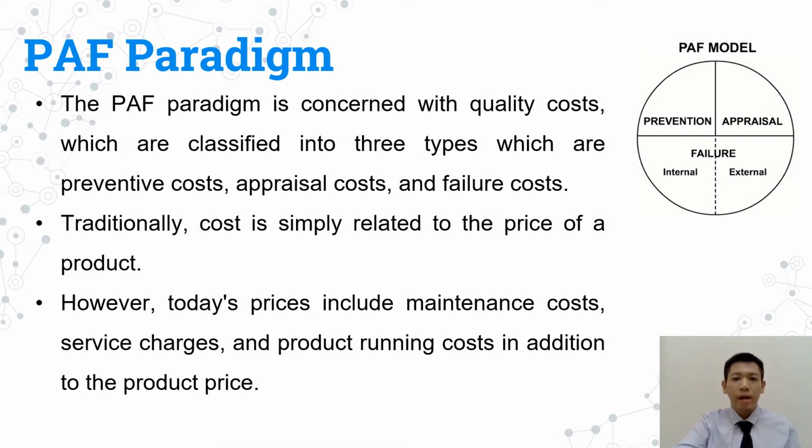The PAF paradigm is connected with quality costs, which are classified into three types, which are prevention costs, appraisal costs, and failure costs. Cost is one strategy to compete in the market. Traditionally, cost is simply related to the price of the product. However, today's price includes maintenance costs, service charge, and product running costs in addition to the product price. This is referred to collectively as the cost of quality.